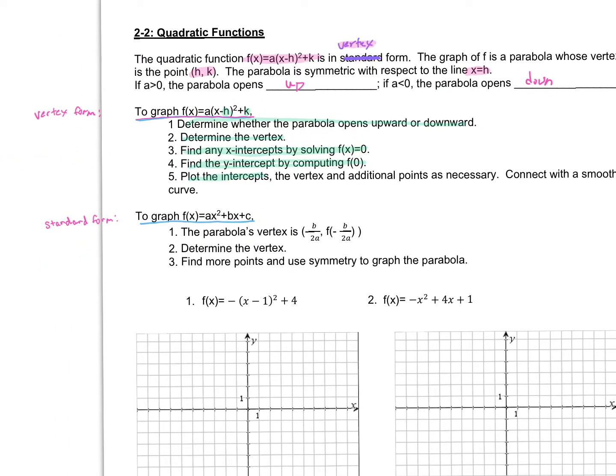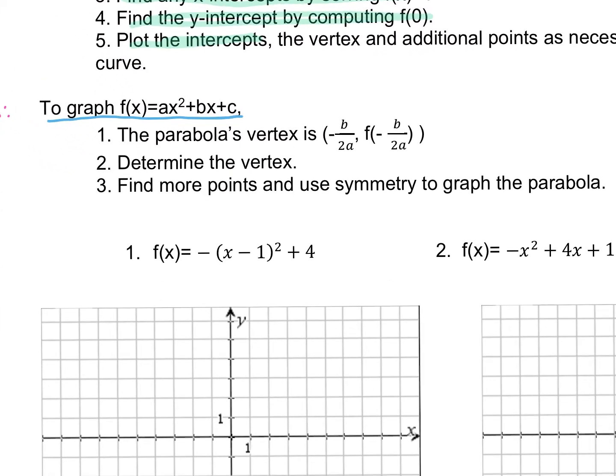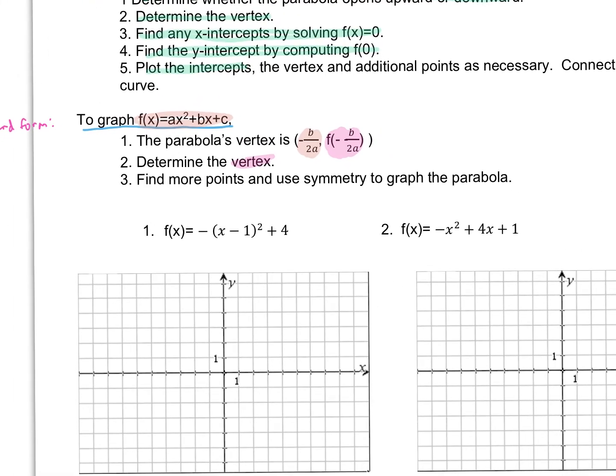The other method, as you know, is a little bit more involved, but we've done this already also. So if you see standard form, this ax squared plus bx plus c, remember, to find the vertex, we're going to do the opposite of b over 2a. And then what this notation means is that we plug in that value that we find and we get the corresponding y. So that helps us find our vertex. And then from there, we're going to use other points. We're going to basically do a table of values to find more points and use symmetry to graph. So let's look at some examples of how this is done.